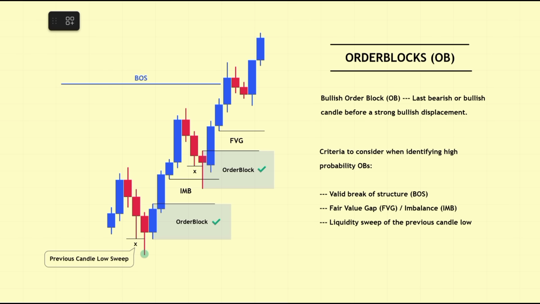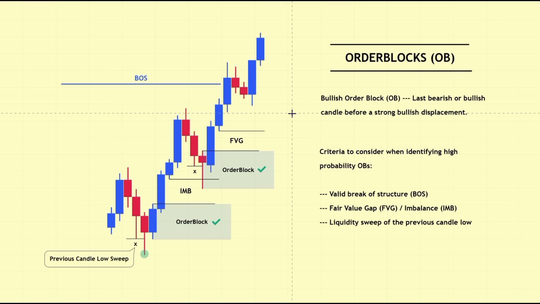Hello guys, welcome to part 5 of True SMC from A to Z 2026 edition, and in today's video we will be learning how to identify high probability order blocks. So without further ado, let's dive in.